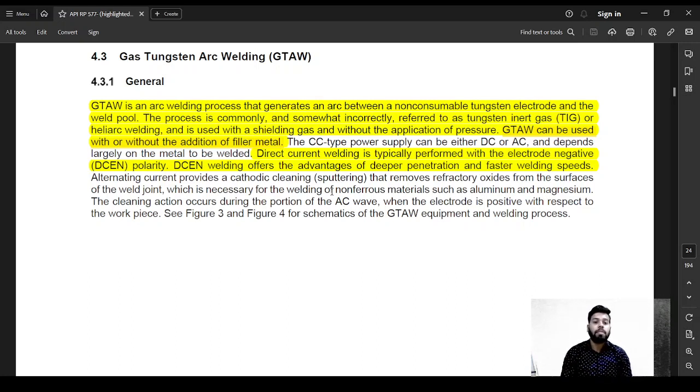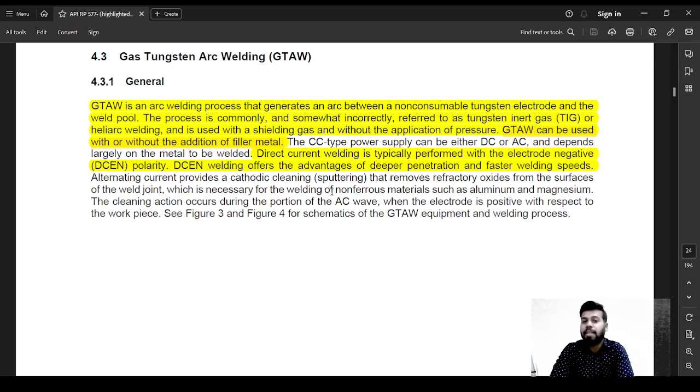This is commonly, and somewhat correctly, referred to as TIG welding or heliarc welding, and it is used with a shielding gas. Here there is no slag to protect your weldment from the environmental conditions, so you will have to apply an additional shielding gas. This shielding gas is going to be an inert gas or inert gas combination. You can have helium, argon, and sometimes CO2 can also be used. Without the application of pressure, GTAW can be done with or without filler metal.